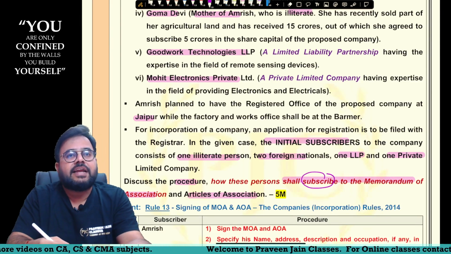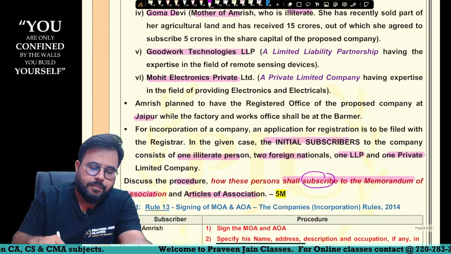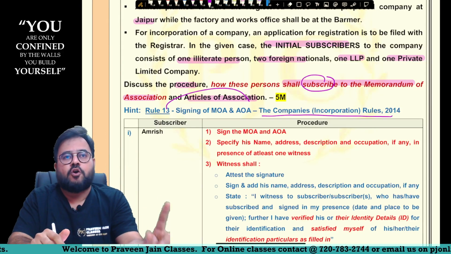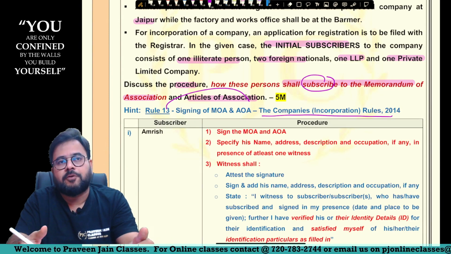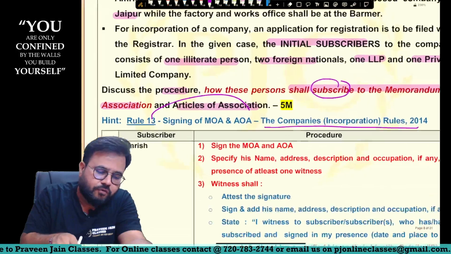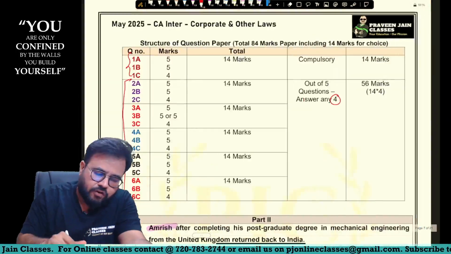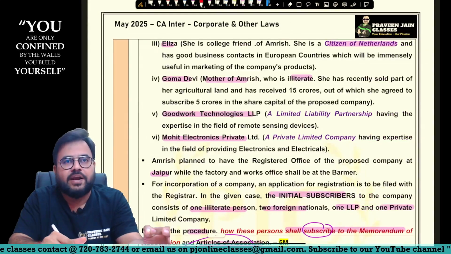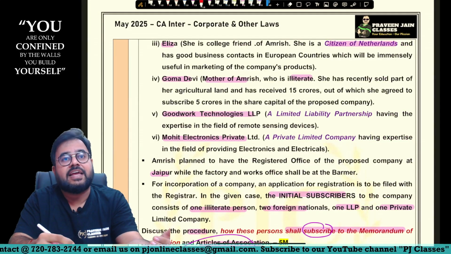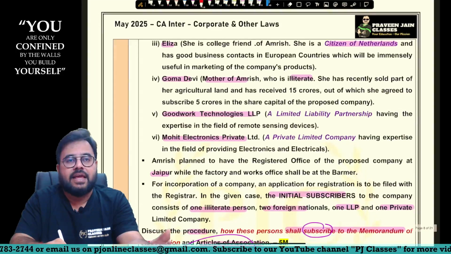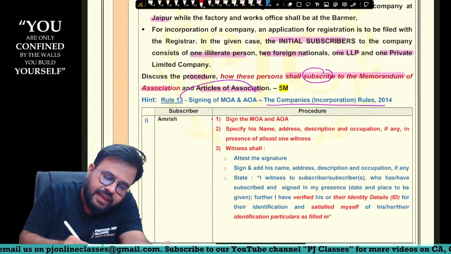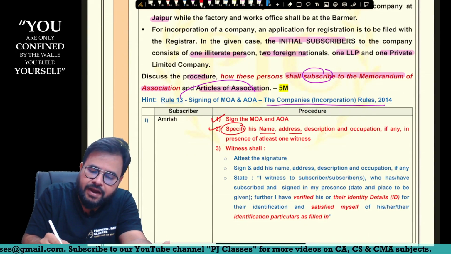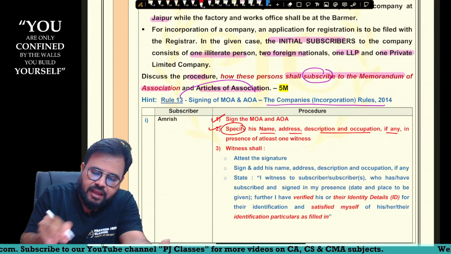So for this we read section number 7 read with rule number 13, sir. Now rule 13 of which chapter, sir? Because 7 is incorporation of company, obviously rule 13 will be the Companies (Incorporation) Rules, 2014. So for Amrish, what is the procedure, sir? So simple, sir. How does he subscribe? Obviously he has to write his name, his occupation, his address, sir, and then he has to put the signature, sir. So he has to sign the MOA, AOA. He has to mention his name, address, description and occupation, if any, sir.